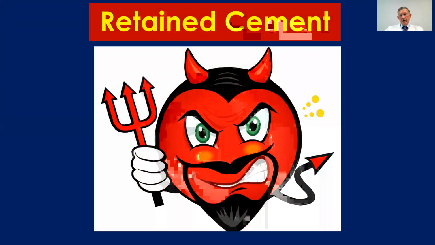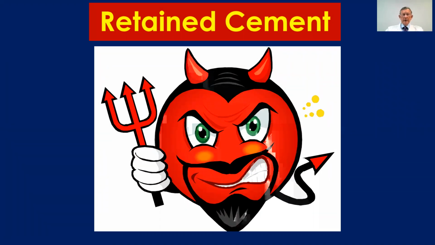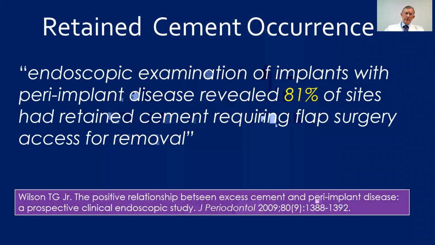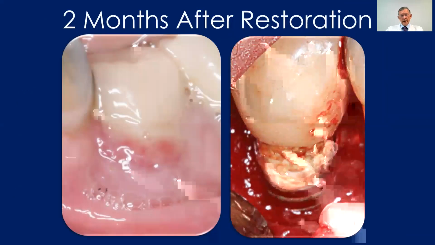And then our favorite topic of all, that we really like to avoid, is retained cement. Retained cement around implants after seating is what we call a virulent factor in breakdown. Studies by Tom Wilson showed as early as 2009, 81% of sites he inspected endoscopically showed retained cement. This is a factor that's eminently avoidable, but eminently findable in evidence. These are cases from my practice. All these cases I'm showing you are from my practice.